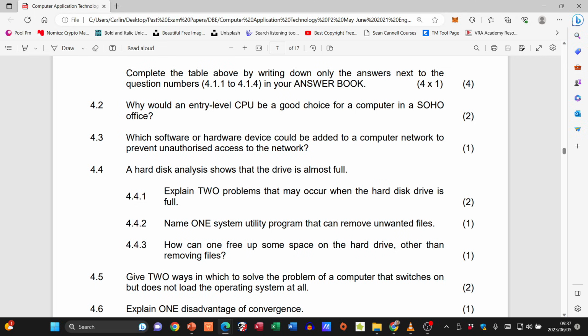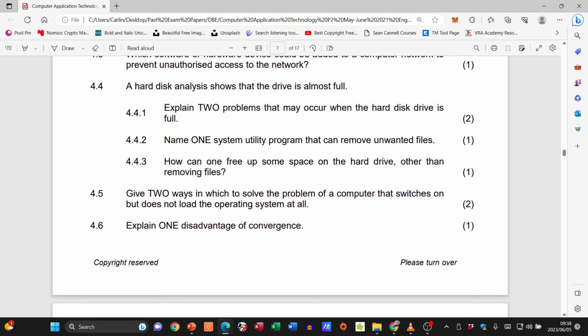4.4.2, name 1 system utility. Now remember what this is. This is a program that's built into the operating system. Name 1 of these type of programs that can remove unwanted files, and that is our disk cleanup. Right? Our disk cleanup can help us with that.